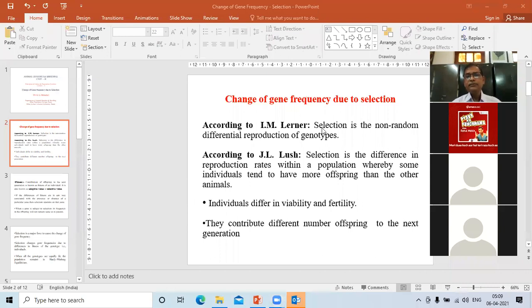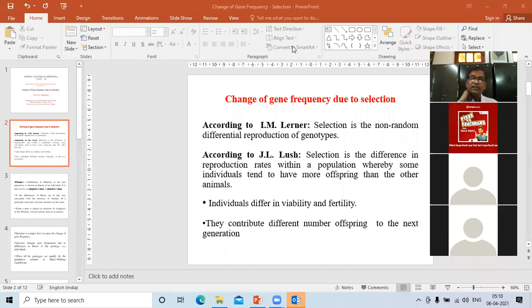So now, according to J. Lush, the selection is the difference in reproduction rates. Naturally, each and every individual is not equally fertile, not equally viable. Those who are not viable will perish in early life, and even among the fertile, those who are producing offspring are not equally fertile. So once the individuals are not equally fertile, naturally they will not contribute their offspring in equal number to the next generation. That is the meaning. So now it is clear.